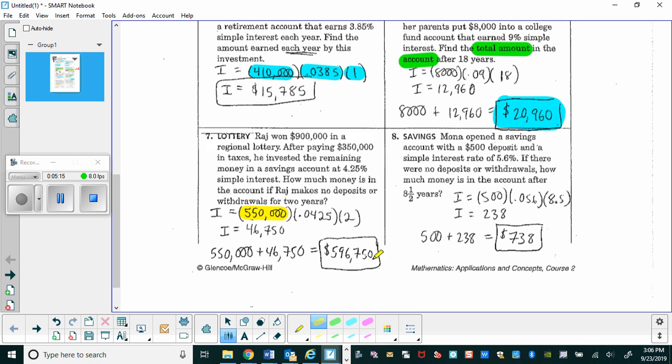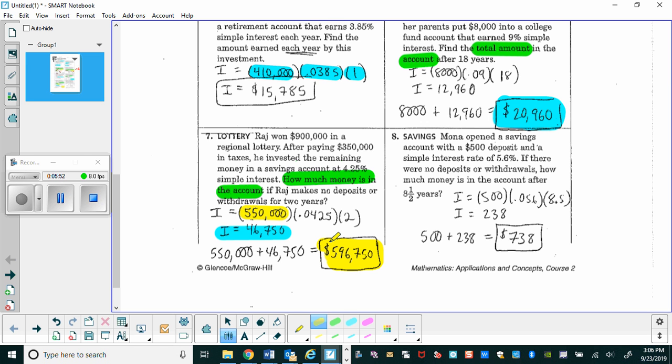It goes on to ask us how much money is in the account if he doesn't make any deposits or withdrawals, meaning he won't put any money in or take any money out for 2 years. So when we multiply these three numbers together, we get that the interest is going to be an additional $46,750. So if he had invested $550,000 total and now earned an additional $46,750 in interest, the account is going to be worth $596,750.